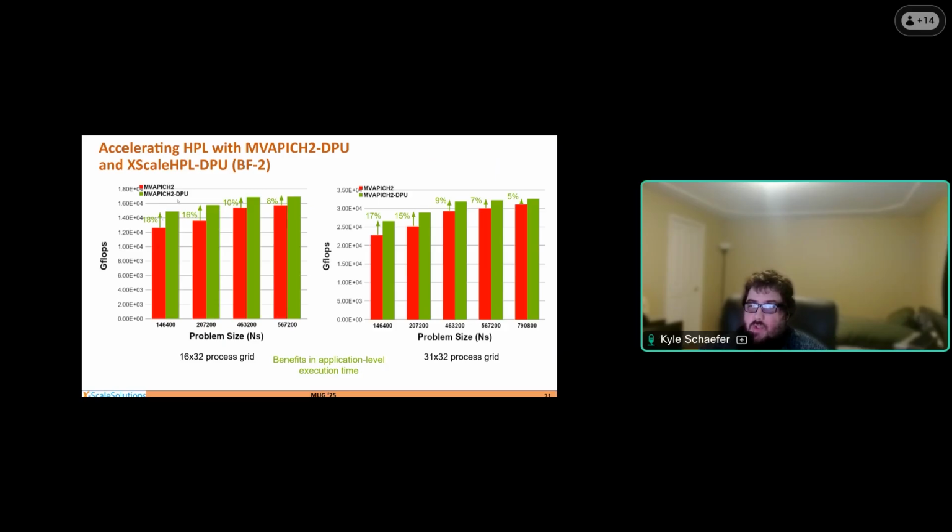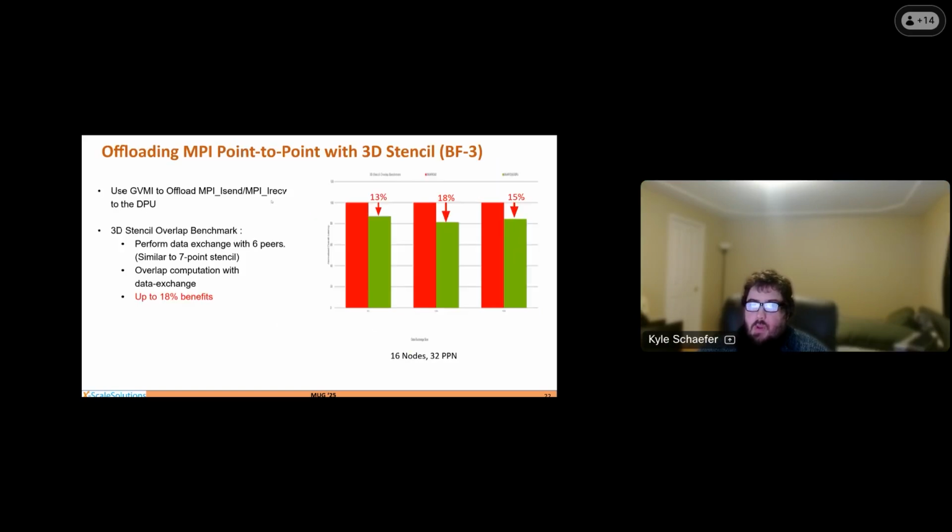And then here's an application level test, P3DFFT. We're looking at the latency and the grid size at the same scale, 32 nodes with 16 ppn, and 32 nodes with 32 ppn. As you can see, MVAPICH2-DPU can get up to 21% improvement compared to MVAPICH2 on the P3DFFT application.